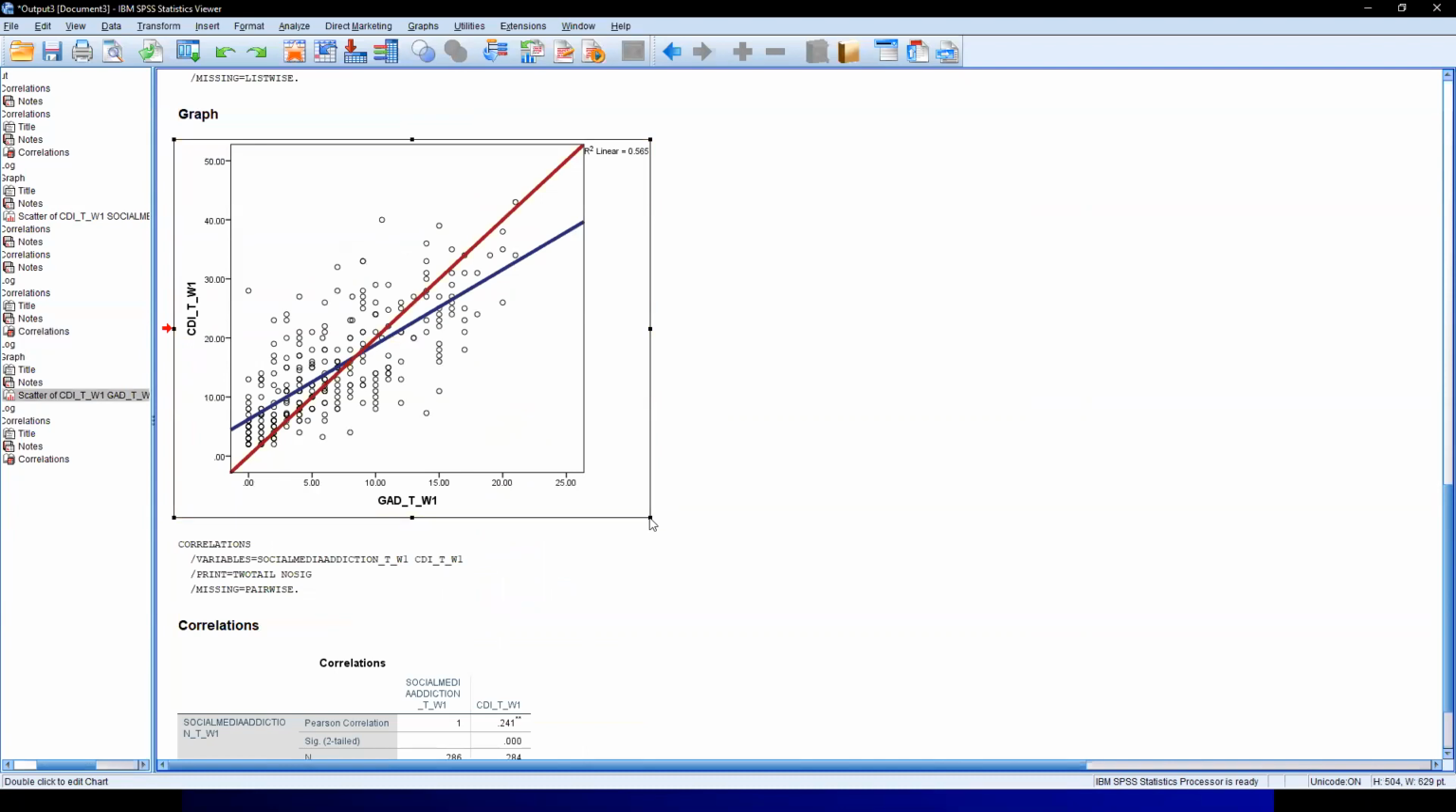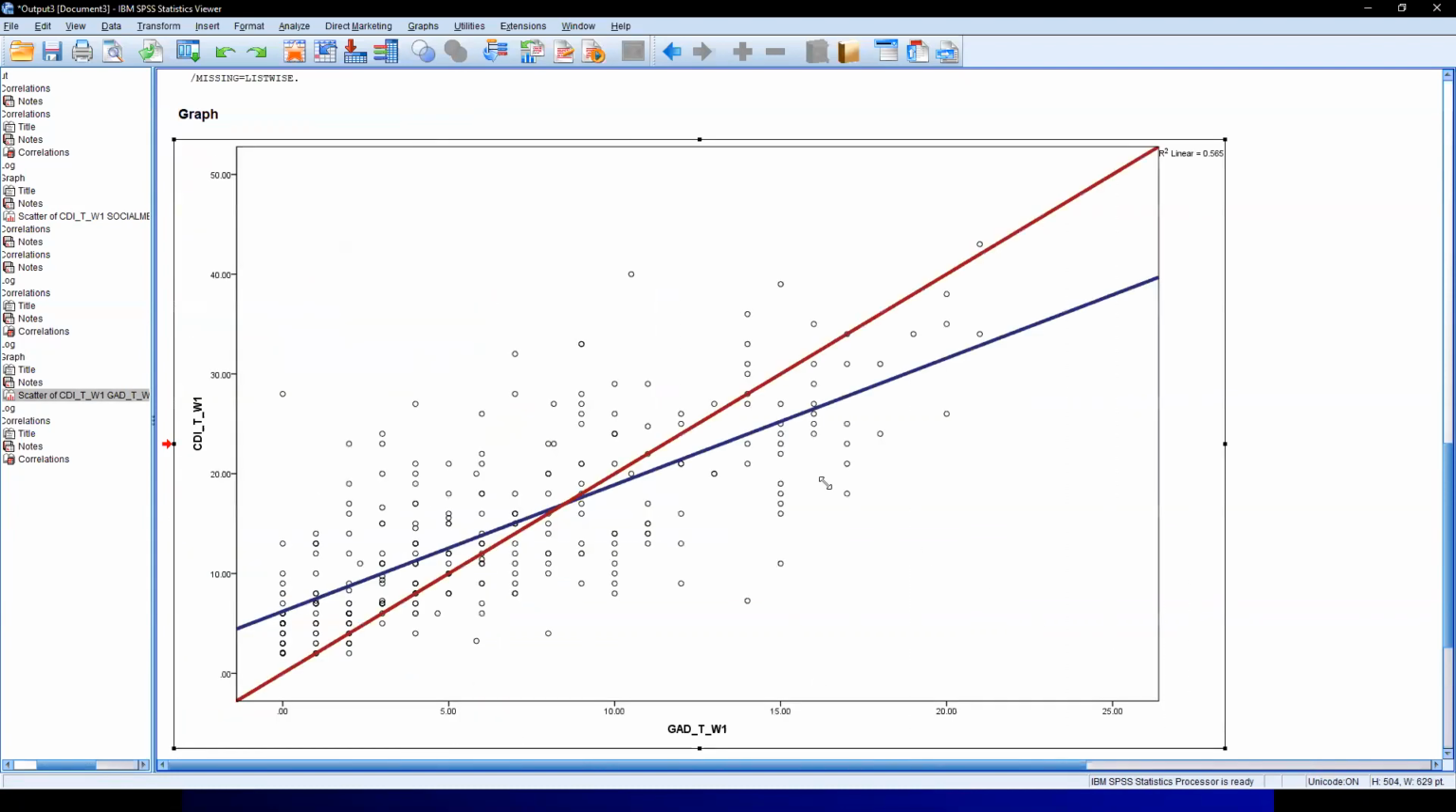So look at this one. We see that perfect correlation, that red line. That blue line is much closer to that perfect correlation. And we can see an R squared value of 0.57, and that's really strong. That's a really strong correlation.